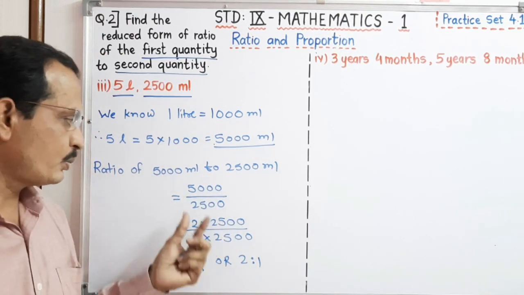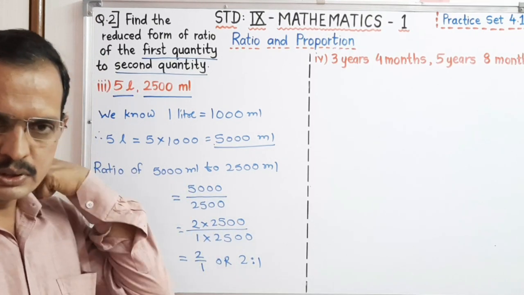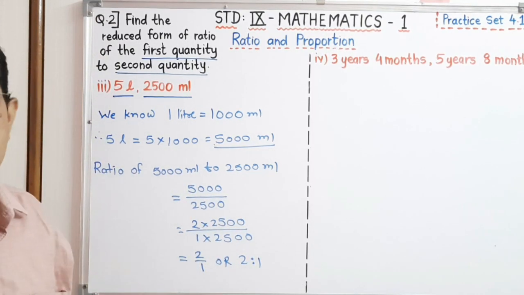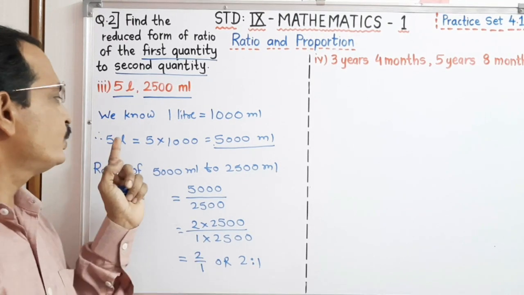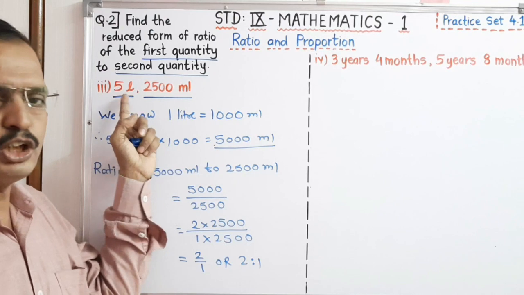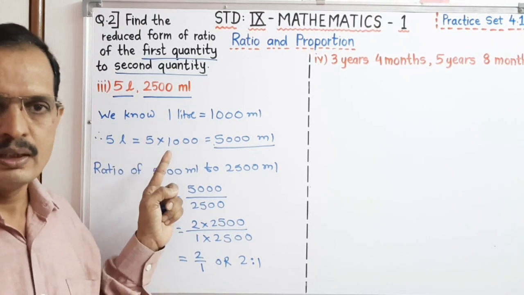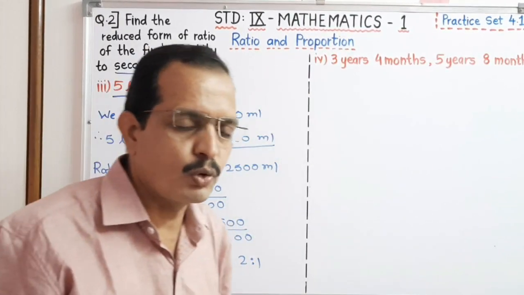Simple calculation is there. We know 25 into 2 is equal to 50, so 5000. Therefore, it is very easy to solve. The most important thing, you must know the conversion factor. If we have to convert this liter into milliliter, then we have to multiply by 1000. Same thing, see the second one, the fourth one.